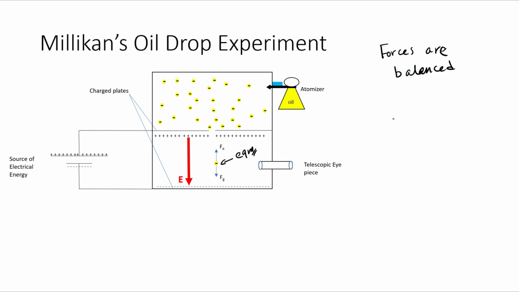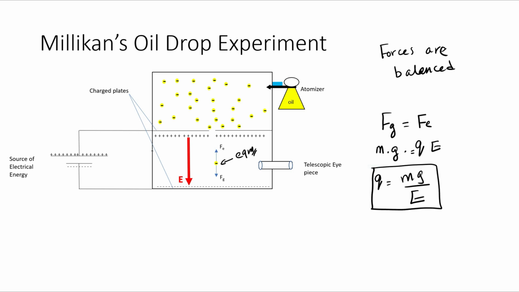If the forces are balanced, it means that the force of gravity is equal to the electric force applied on the oil droplet. So the force of gravity is mass multiplied by gravity, and this one is QE, the charge multiplied by the electric field. So if we want to calculate Q, it will be equal to mg over E.